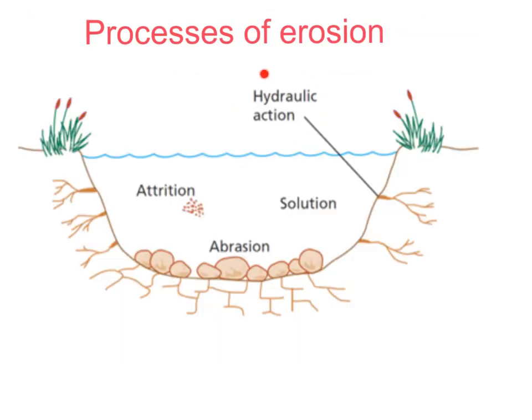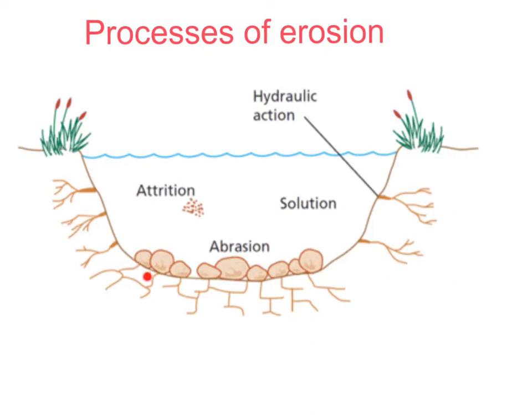Hydraulic action, which is the force of the water pushing air into cracks in the rocks, increasing the pressure and breaking bits off. Attrition. This doesn't erode the river itself, but this is where the bedload, or the sediment that the river is carrying, bangs against each other and breaks down into smaller sized particles. So attrition is responsible for small sediment in the lower course.